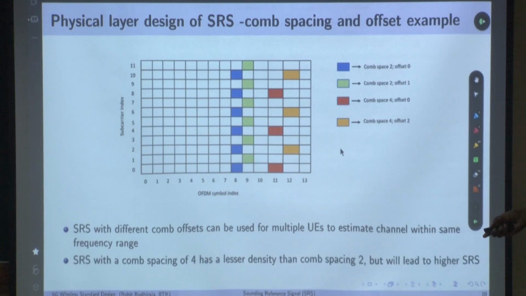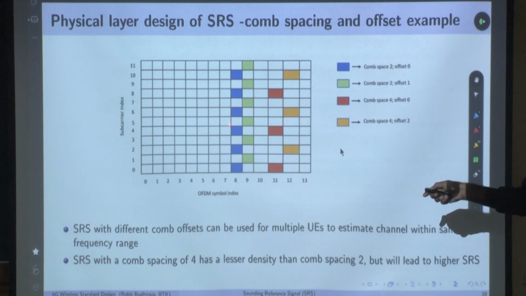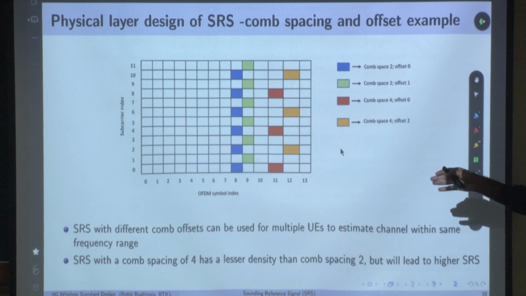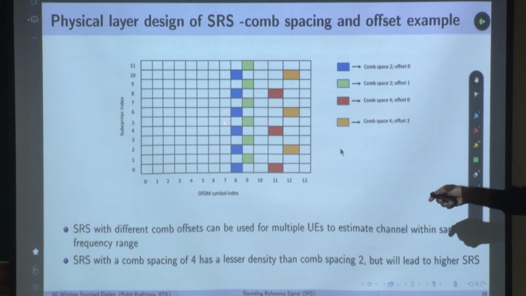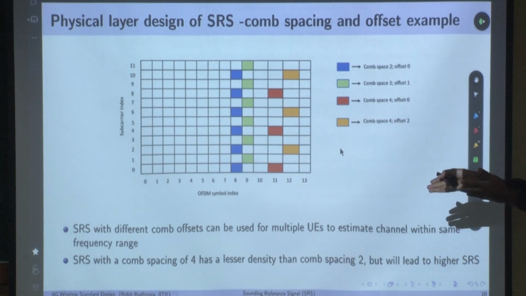Now, here how much is the comb spacing? Comb spacing is 2, and here you look at it, comb spacing is 4. And what are we saying here? SRS with a comb spacing of 4 has a lesser density than comb spacing of 2. So, how many users can you multiplex with this kind of comb spacing? Look at this. Here every alternate RE is being used as SRS, here every 4th RE is being used as SRS, but there is no repetition along time. So, we have taken this comb structure and further reduced it, which the standard allows.